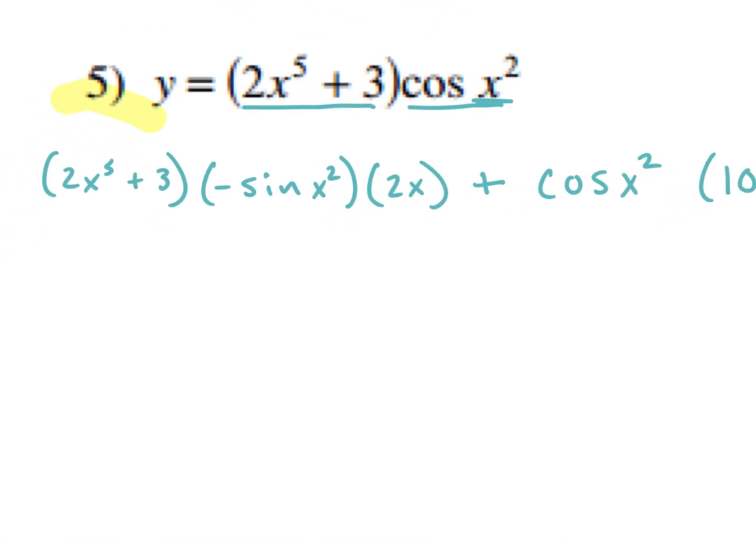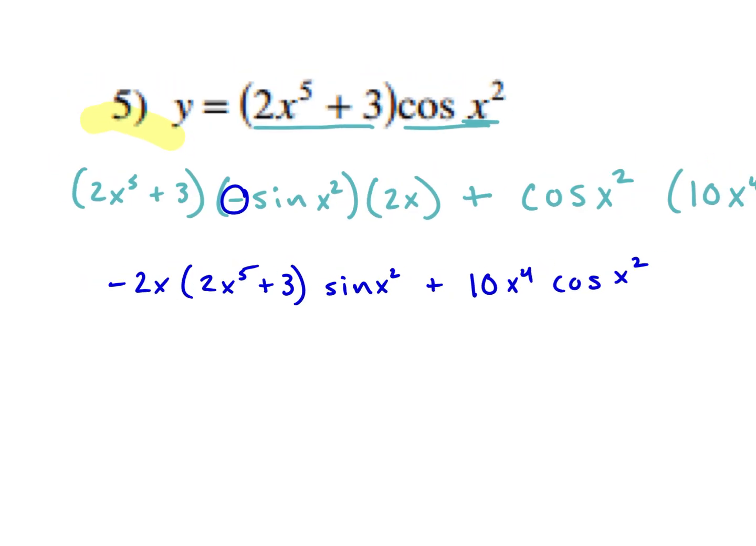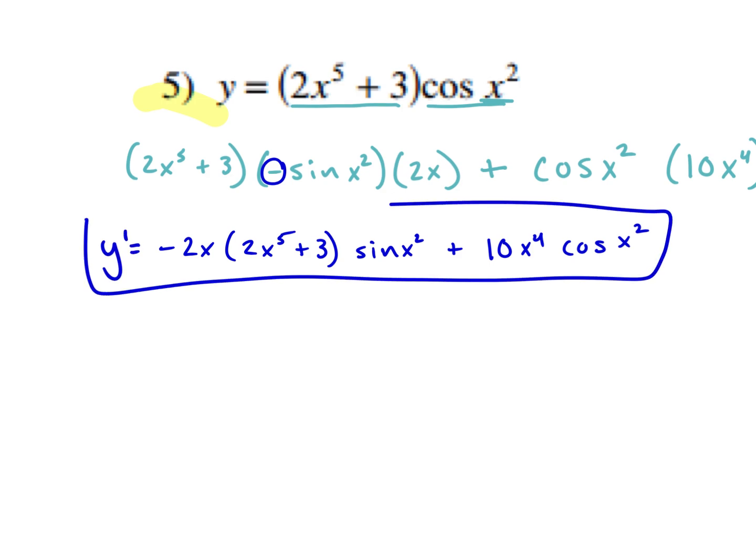I'm going to rewrite this to make it a little bit easier, make a little bit more sense for us. So I've got a negative sign here. So I'm going to say negative 2x times 2x to the 5th power plus 3 times sine of x squared plus, I'll put the 10x to the 4th power first times the cosine of x squared. So this would be our derivative. If you want to distribute here, you can. You don't have to.